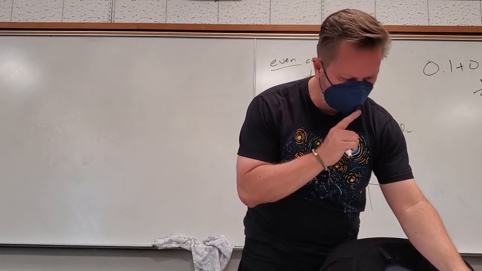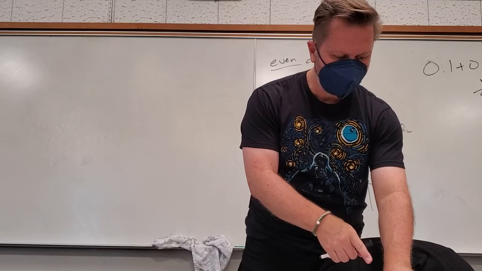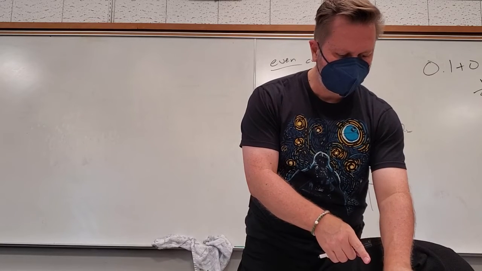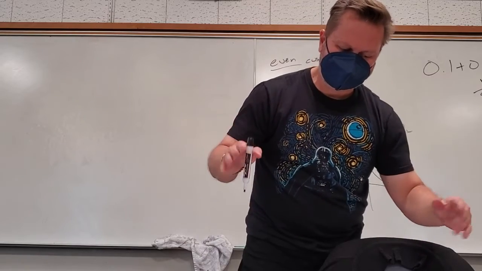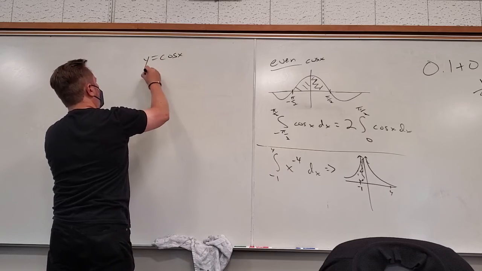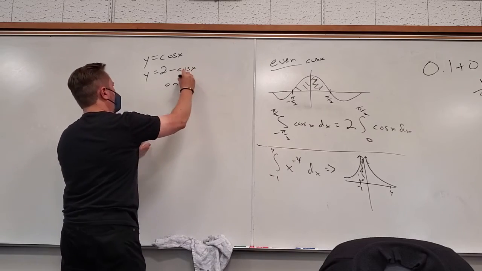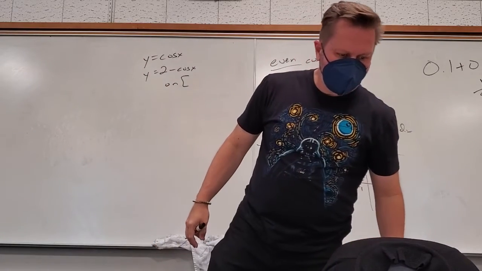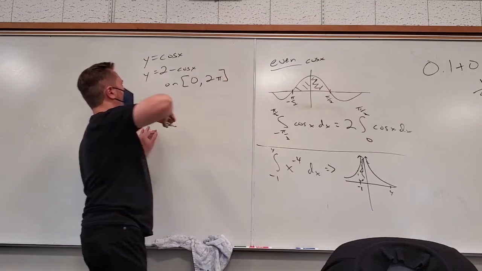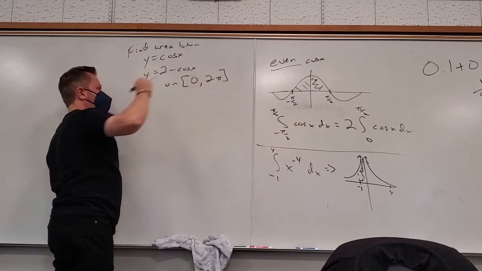Good. I want to find that kind right there. Okay, I like it. All right, let's see what you guys think. So what if I have 0 to 2 pi. I want to find the area between these two functions on this interval.